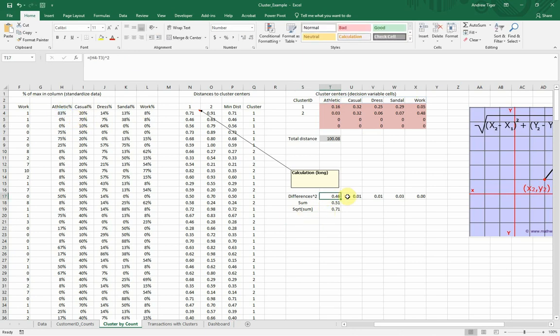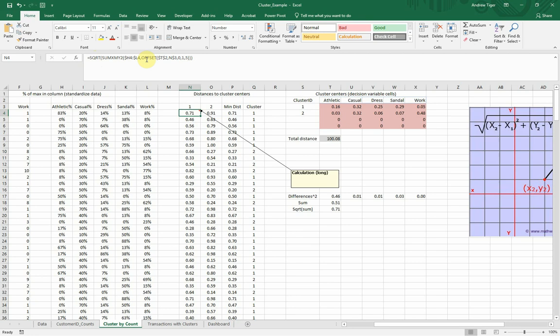But I take that difference and square it. This is this difference and this difference, square these. And so I've got these differences squared. I add them up, and then I take the square root. And that number is what happens here with that formula. The SUMXMY2 is doing this, and then we take the square root.